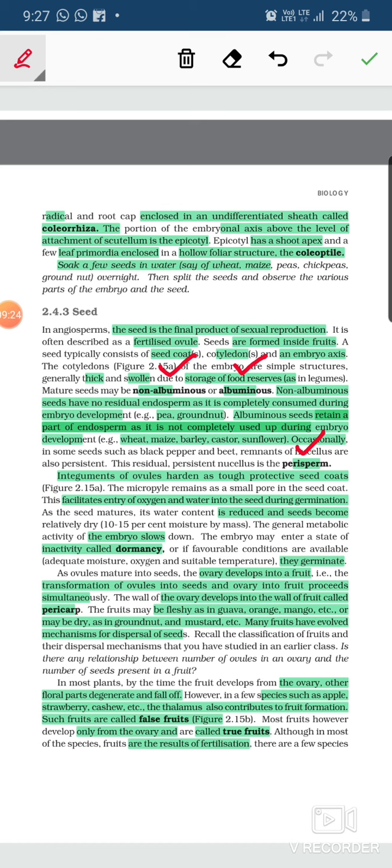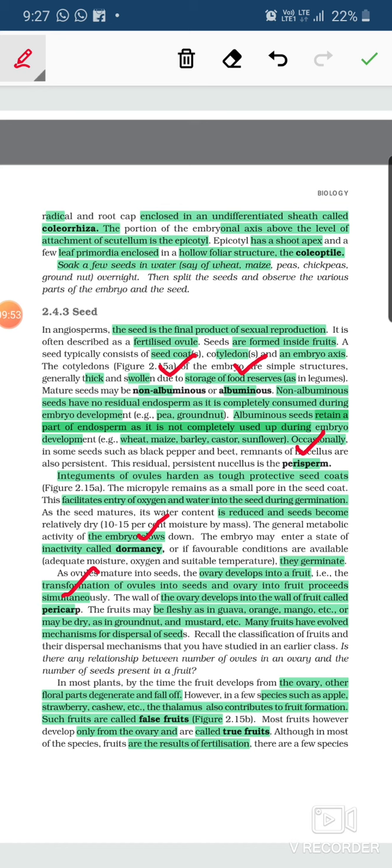Then we have known about the term dormancy, the state of inactivity in which the fertilized ovule is in a state of dormancy. The seeds undergo a state of dormancy during unfavorable conditions. Then we know about the pericarp. Pericarp is the outer covering of the fruit. The fruit is covered with a wall, and we call it the pericarp.